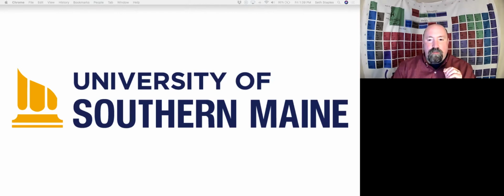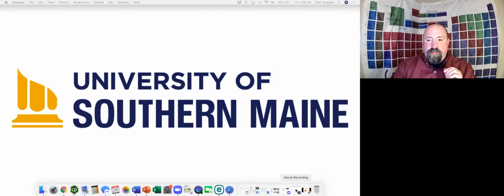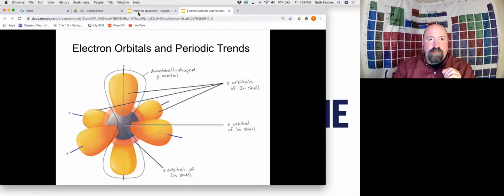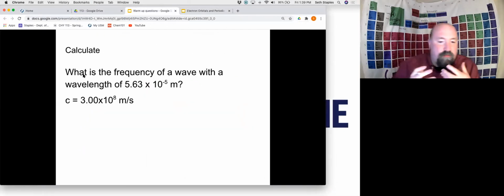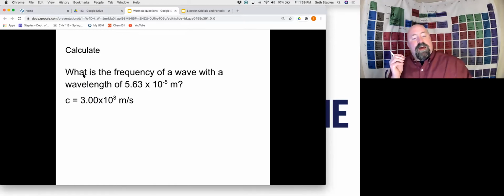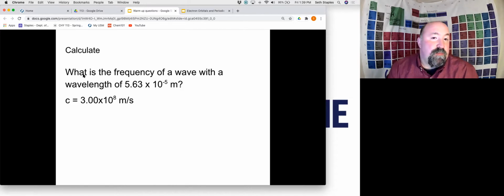Remember, the first thing that we looked at was the different properties of a wave and using our wave equation to go back and forth between frequency and wavelength. In this question, we have the wavelength of a wave at 5.63 times 10 to the negative fifth meters, and we need to calculate the frequency of that. As per usual, I encourage you to pause the video now, try this question, and see what you can get.